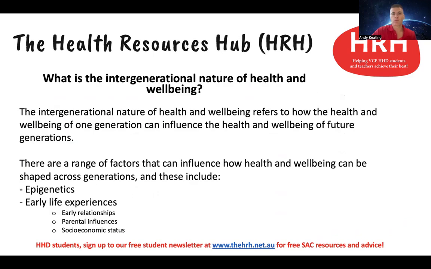So let's start off with what is the intergenerational nature of health and wellbeing. This is really referring to how the health and wellbeing of one generation can influence the health and wellbeing of future generations. That means that perhaps an activity that an individual might be engaging with, or something that might happen to them in their generation, can then flow on and affect their children and potentially their children after that as well. And there are a range of different factors that can influence how health and wellbeing could be shaped across the generations.